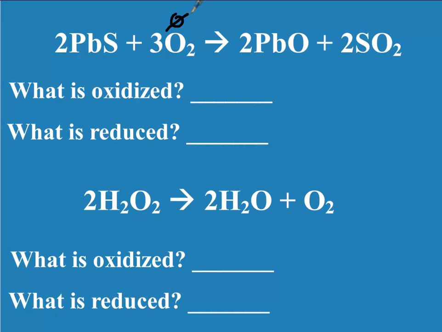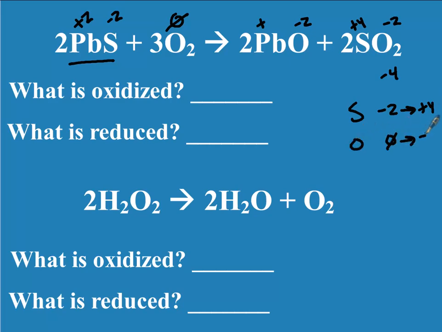So I know oxygen changed. And then I can refer back to what I know for PbS. I know that sulfur normally is a -2, so lead must be a +2. Over here, oxygen's a -2. So sulfur's a +4, -2, and a +2. So I can see that lead stayed the same. Sulfur went from a -2 to a +4, and oxygen went from a 0 to a -2.